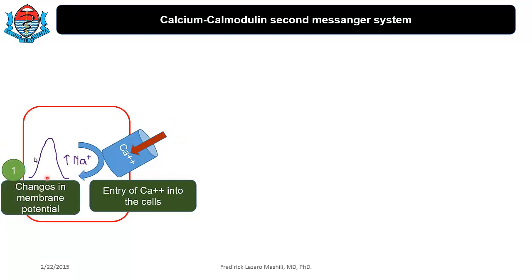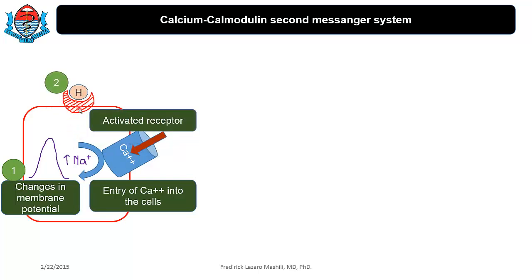One, it can either be due to changes in membrane potential. We know this. When you have influx of sodium, you have generation of action potential. Sometimes this will increase permeability to calcium, and calcium will move into the cells to bring about muscle contraction. But as we said, you also have a hormone receptor complex, and then you have an activated receptor that will also change the permeability to calcium. Calcium will get into the cells and bring about a biological response.